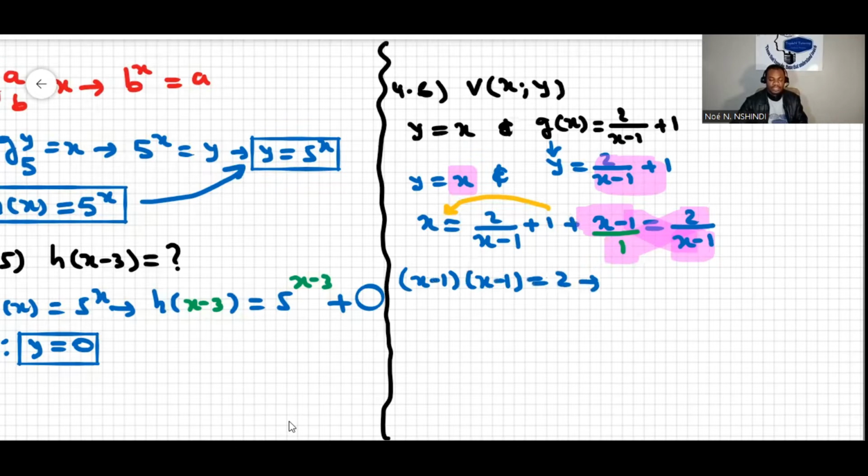And then x minus 1 times x minus 1, we do x times x, x times negative 1, and negative 1 times x, negative 1 times negative 1. And this will make x squared minus x minus x plus 1 equal to 2. So we're going to write here x squared minus 2x plus 1 equal to 2, because we combine these two like terms.